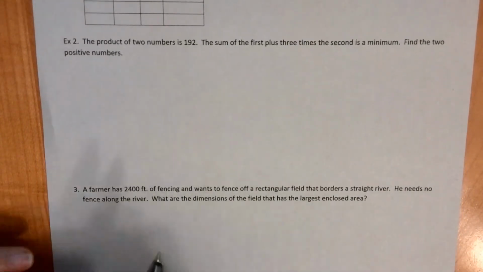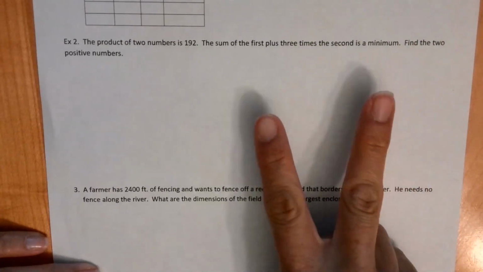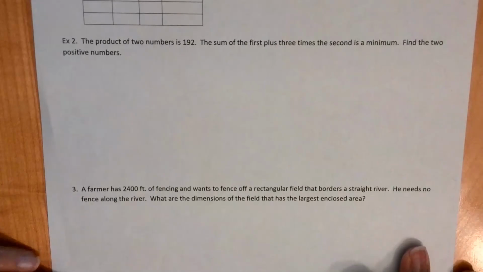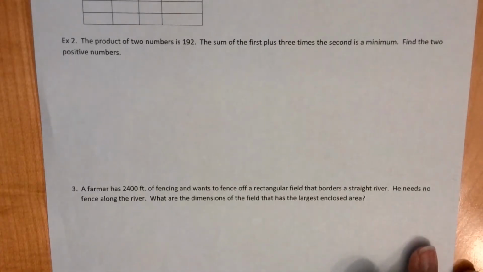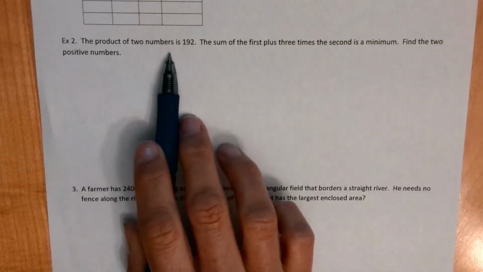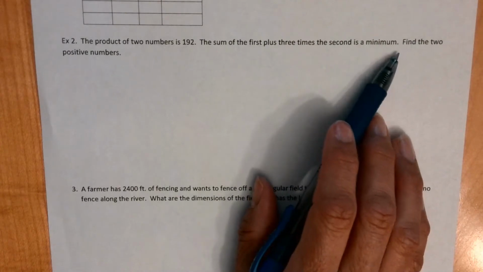So remember, for optimization, the first thing we want to start with is we want to create 2 different equations. And one of those equations we will probably have some numeric metric for a value. So the first thing they tell me is the product of 2 numbers is 192. The sum of the first plus 3 times the second is a minimum. Find the 2 positive numbers.